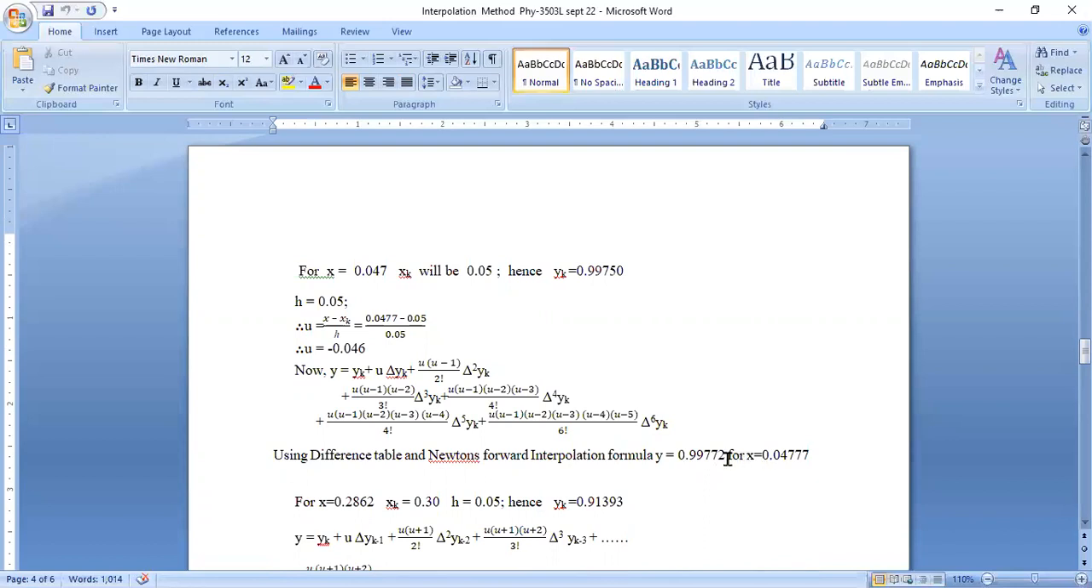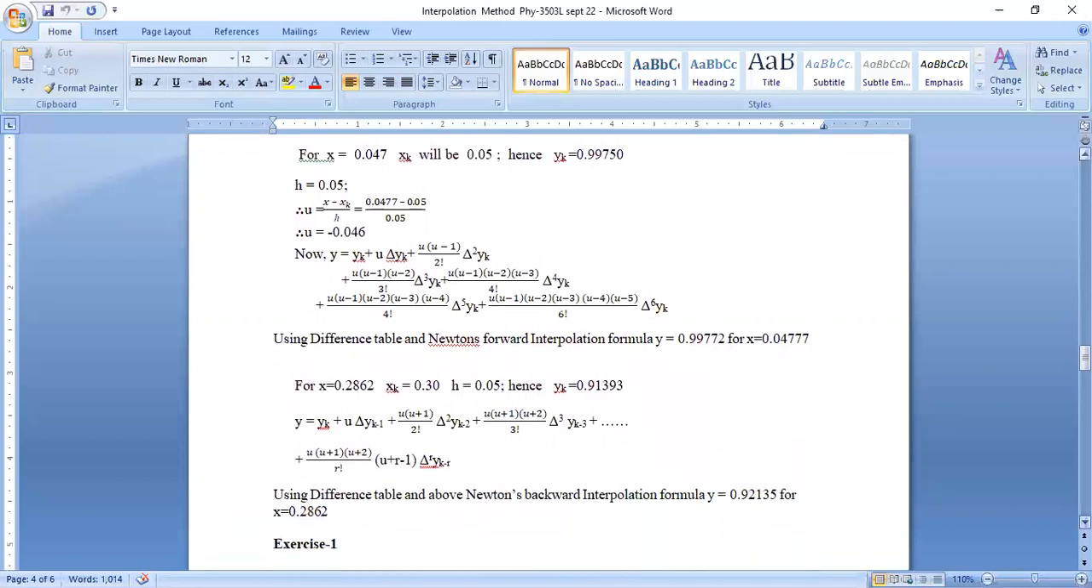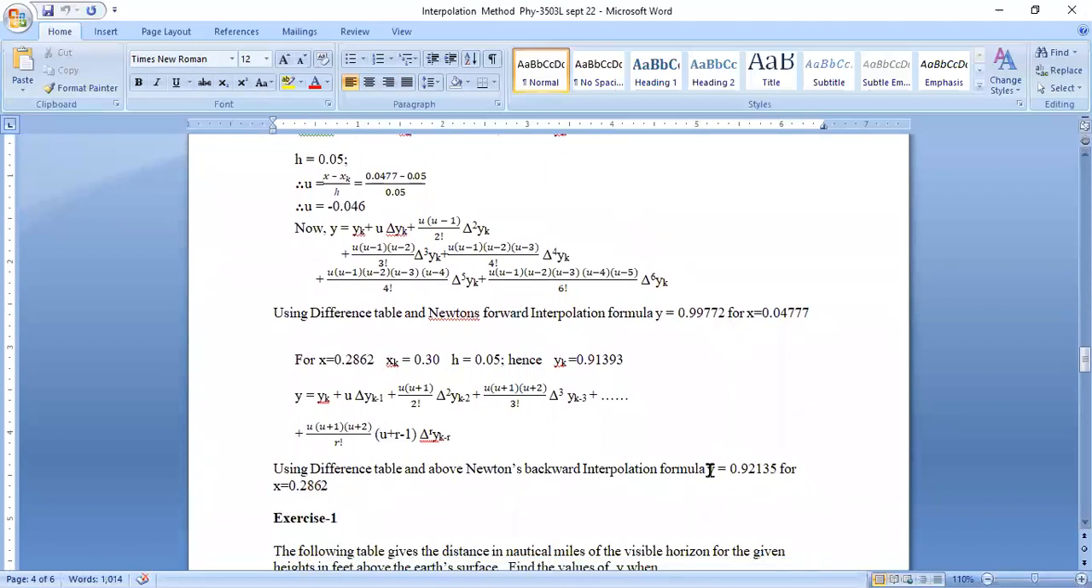I think this is okay, but I request you to please verify this value of y which I have calculated for x equal to 0.2862. Please verify the answer.